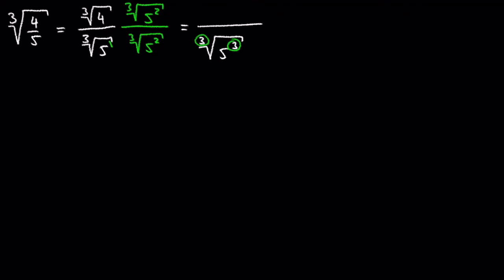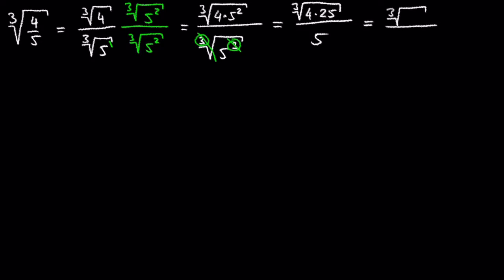After applying the multiplication law for roots on the top, we get the third root of 4 times 5 squared, which is 4 times 25. On the top, we get the third root of 100, and at the bottom, we keep the 5.